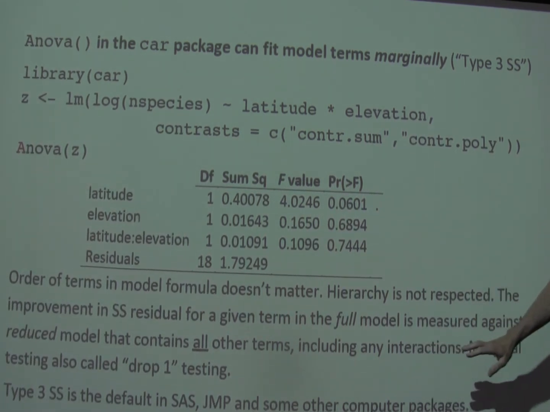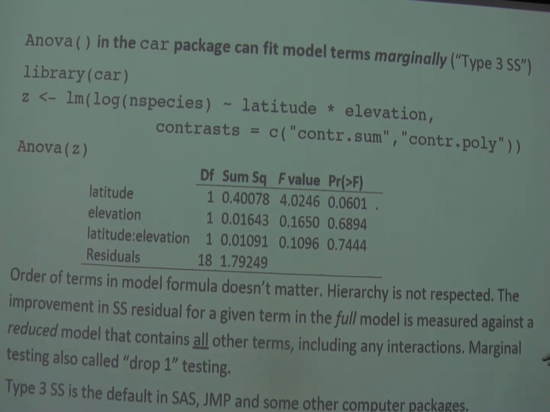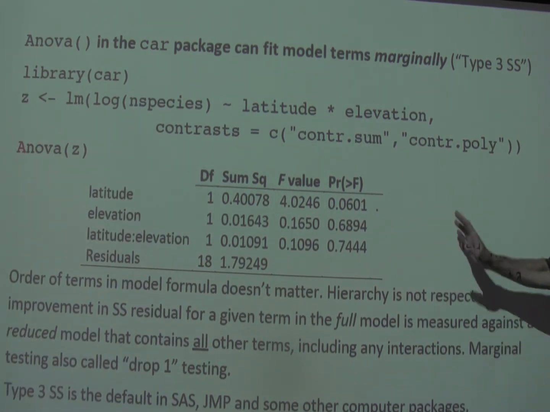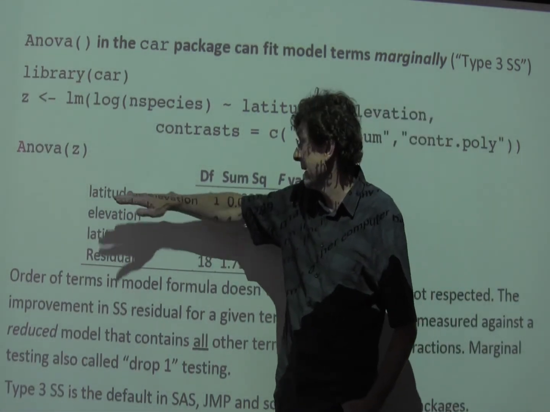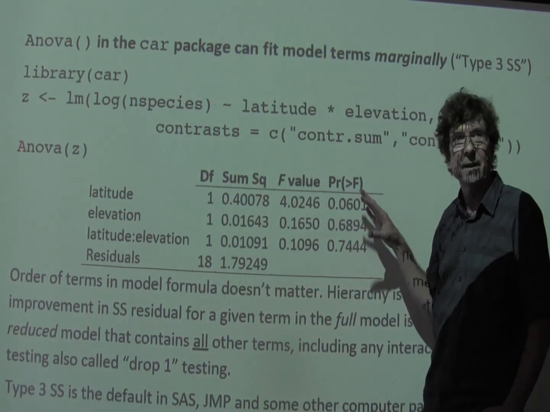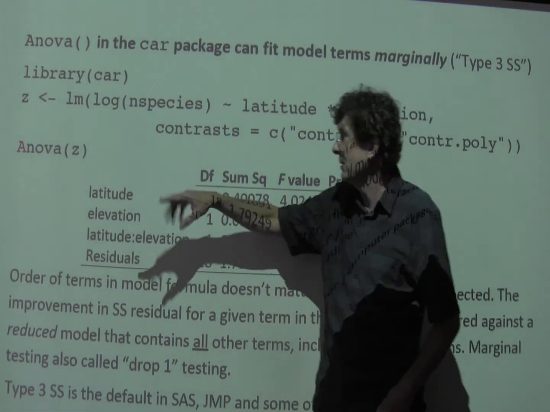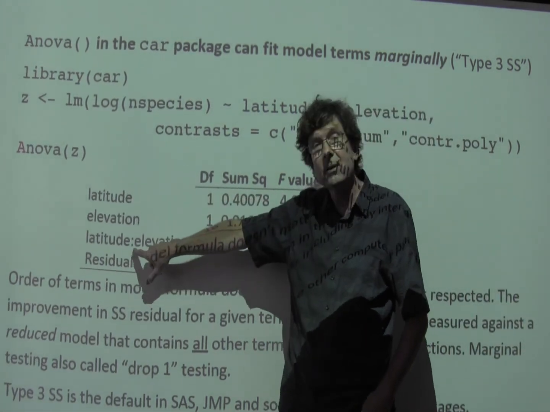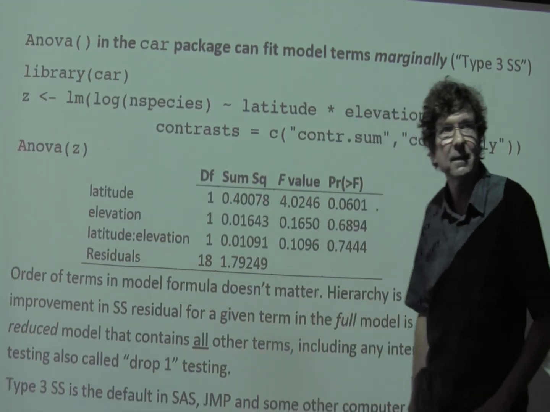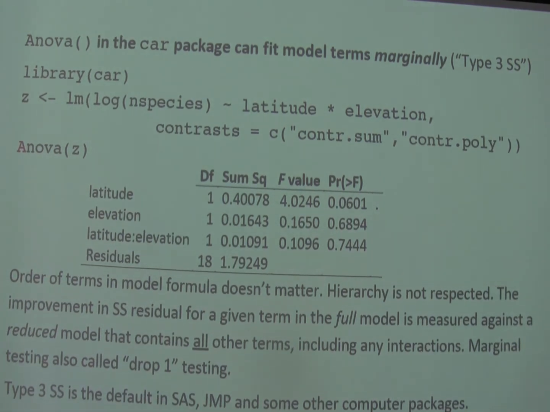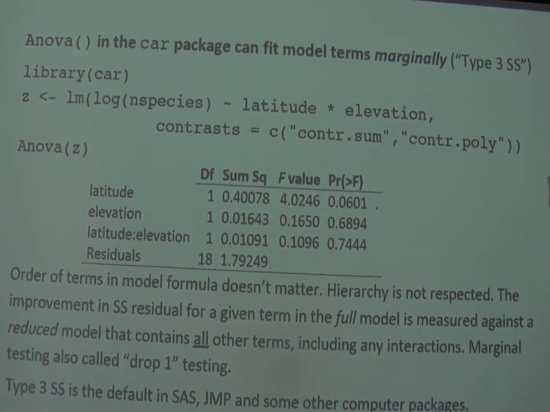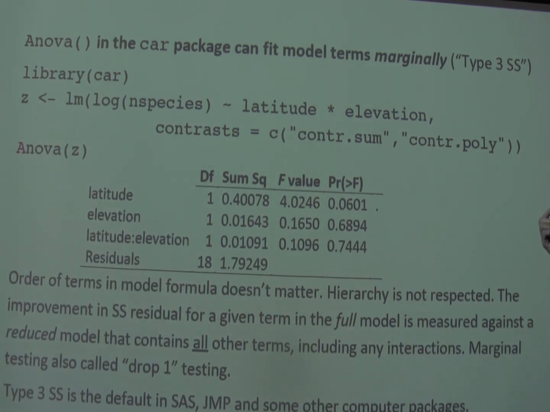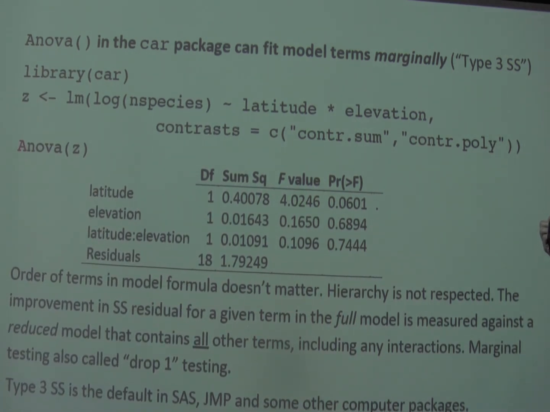So, in every case, the full model that's being compared in a test of latitude, the full model includes everything. And the reduced model includes everything except latitude, including the interaction between latitude and elevation. So hierarchy is not respected. Basically, the full model includes everything, and each term is tested by dropping it one at a time and leaving everything else in. That makes sense?